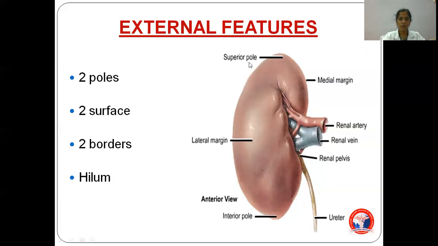So when you see the upper pole, it will be round. The lower pole will be pointed. So how to identify the side of the kidney? By seeing the features. Upper pole will be rounded, lower pole will be pointed, anterior surface will be convex and posterior surface will be flat. In the medial border, there will be a hilum through which important structures pass. By seeing the structure, you can identify whether it's a right side kidney or left side kidney.